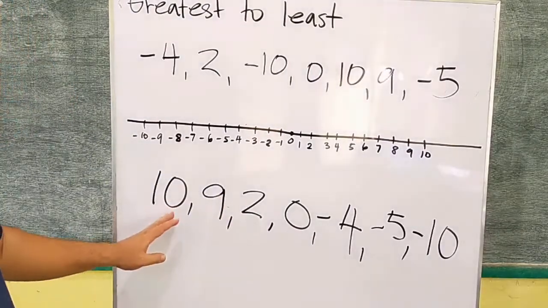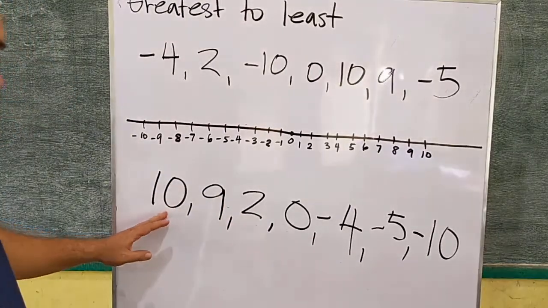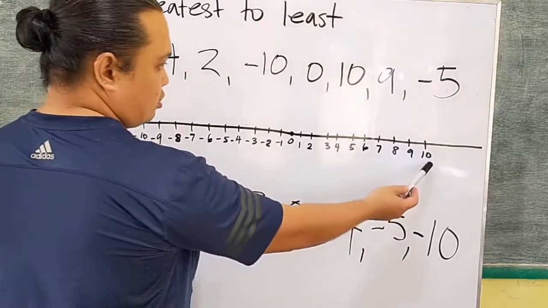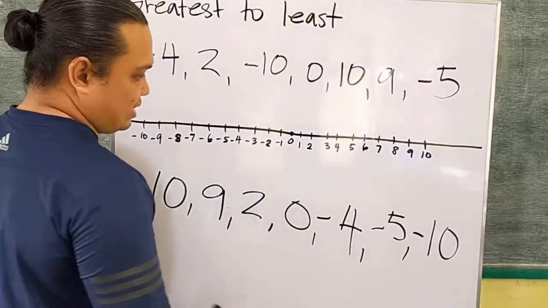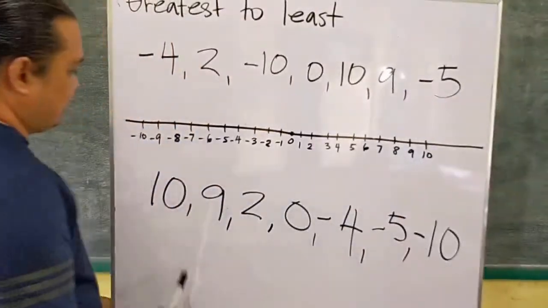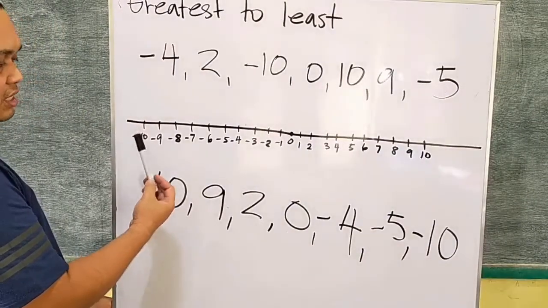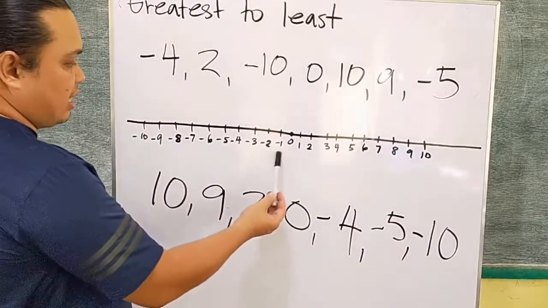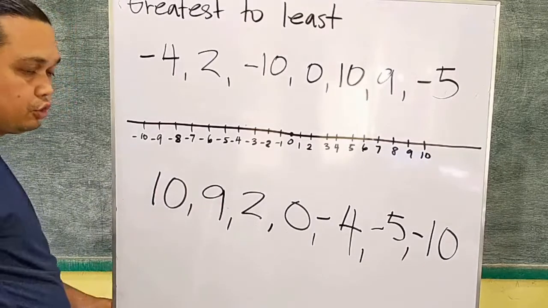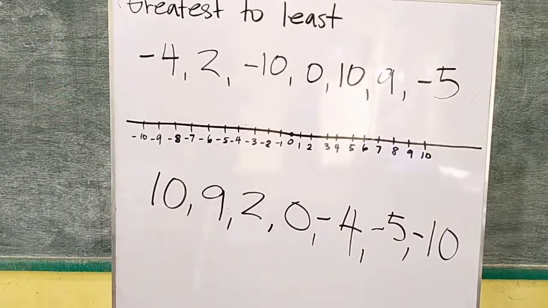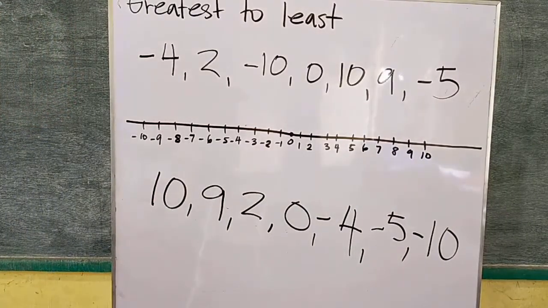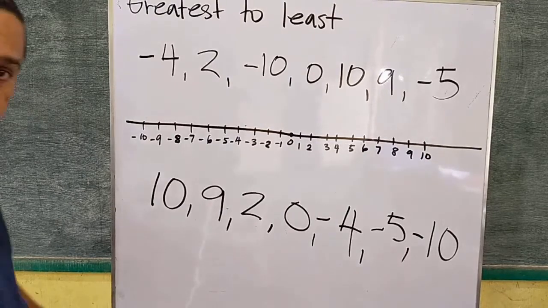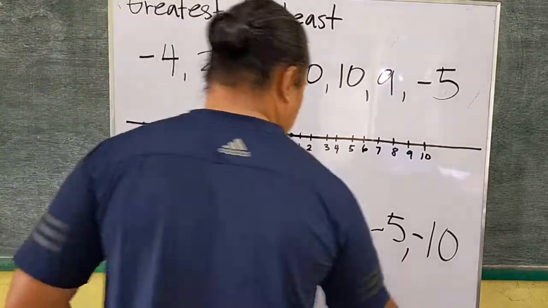10 here is the greatest because it's the farthest number to the right of 0, while negative 10 is the least, which is the farthest number to the left of 0. Okay, that's how we arrange integers according to value. Let's have one last example.